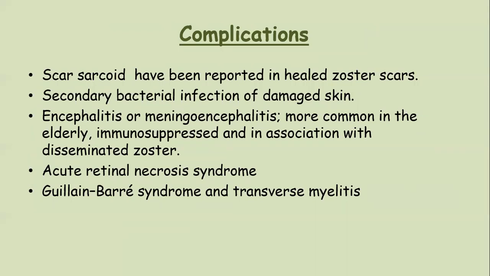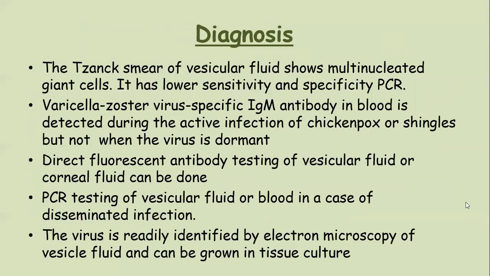Complications. The complications of herpes zoster include scarring, secondary bacterial infections, encephalitis or meningoencephalitis, acute retinal necrosis, Guillain-Barré syndrome, and transverse myelitis. Diagnosis. The bedside diagnosis is Tzanck smear, in which we demonstrate multinucleated giant cells. It has, however, lower specificity and sensitivity as compared to PCR.